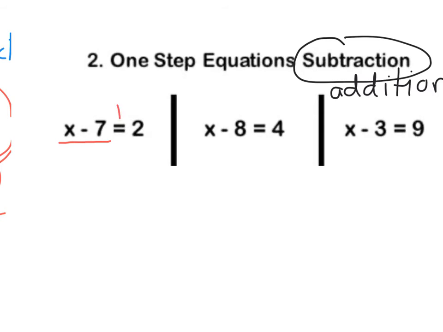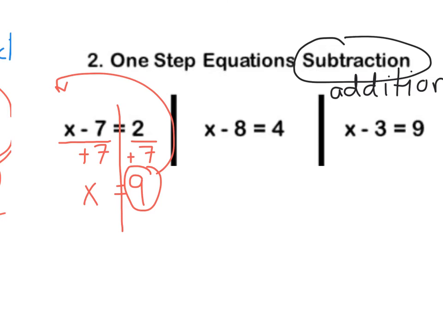So I have x minus 7 on one side, and I have 2 on the other side. I need to add 7 to this side. I'm going to add 7 to the other side. That means I have just x, and then I do the adding, and I get 9. x is 9. Let's plug it in over here and see if that's true. Yes, 9 minus 7 is 2. That gives me confidence that my answer was correct.